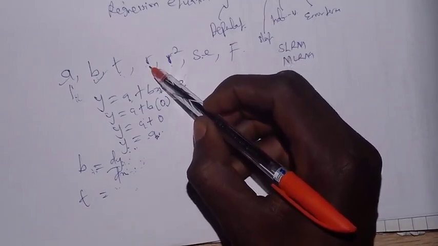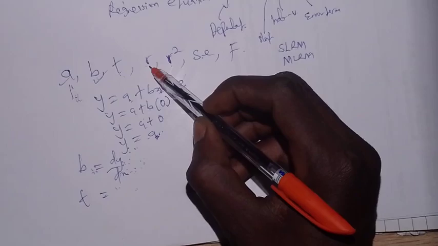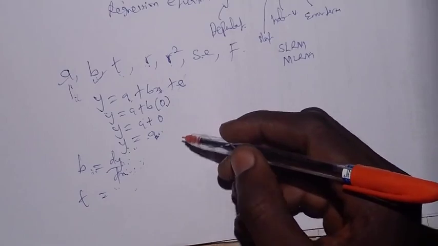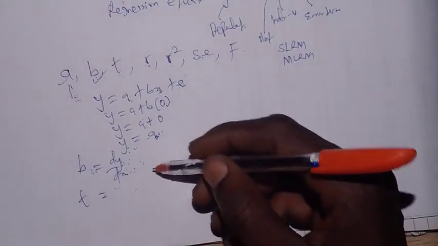R measures the level of association between the independent variable and the dependent variable, the level of association between x and y, how x and y are related.